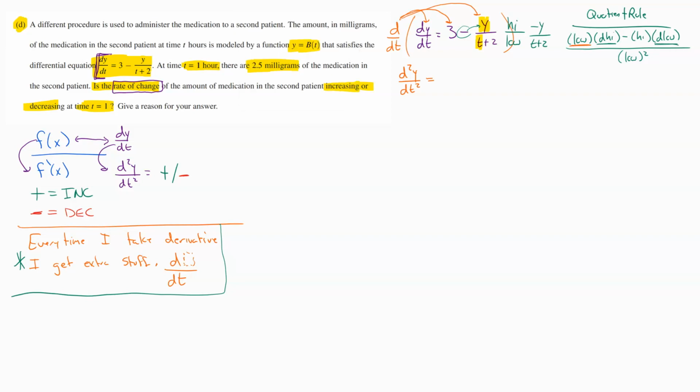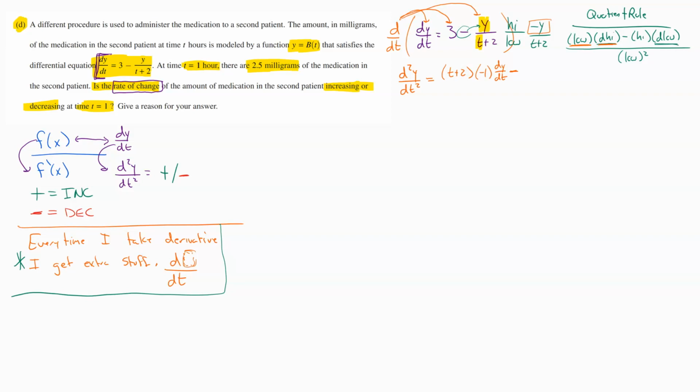So the first thing says first go grab the low piece. So I go grab the low piece, t plus 2. Multiply that by the derivative of the high. Well, the derivative of negative y would be negative 1. I took the derivative of a y, so I get a dy dt, filling that little dotted box in with a y because I took the derivative of a y.